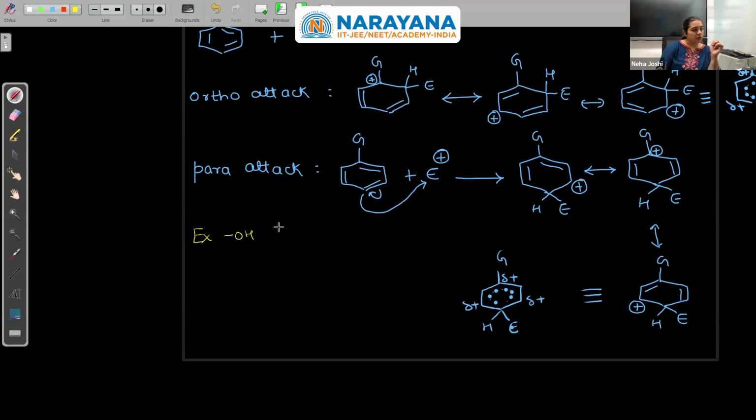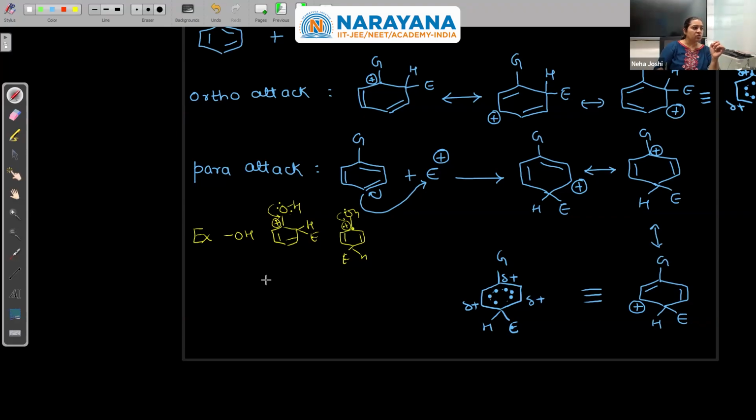Example OH. So if I have a G which is OH, then the plus adjacent to this, whether it is through ortho attack or through para attack. But if this plus has reached here, oxygen can immediately give the electron pair and form a bond. And there will be one of the resonating structure in which the octet is complete. So ortho and para attack is giving me this choice.